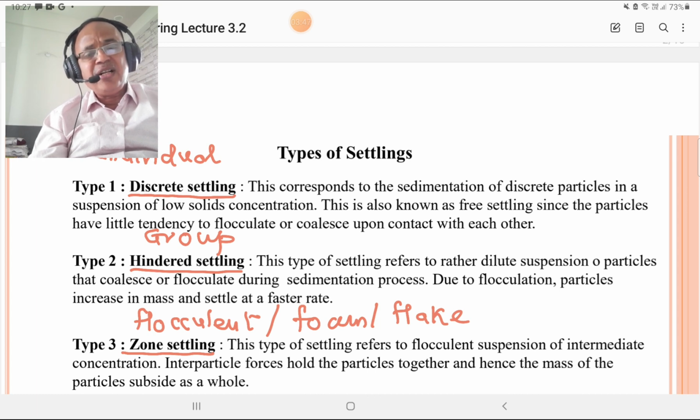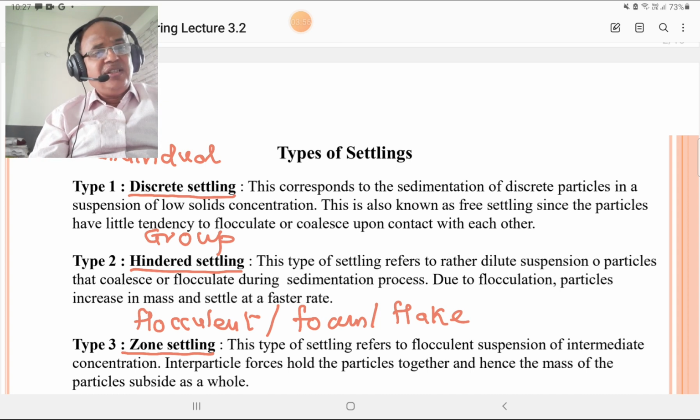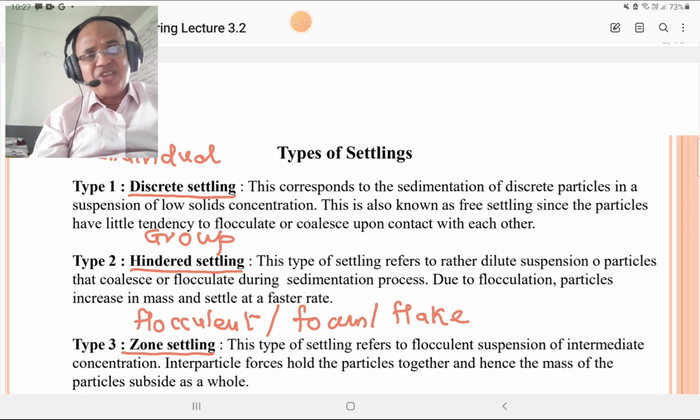Second is hindered settling. It is also termed group settling. This type of settling refers to a rather dilute suspension of particles that coalesce or flocculate during the sedimentation process. Flocculation is nothing but the formation of a floc or flake. Particles increase in mass and settle at a faster rate. So, second is hindered settling, and it refers to a group.